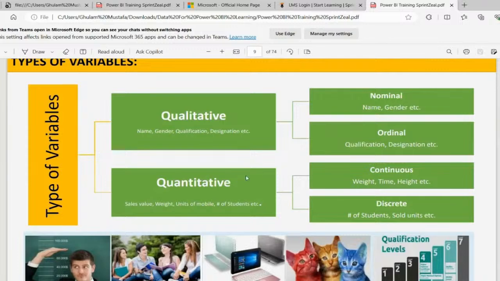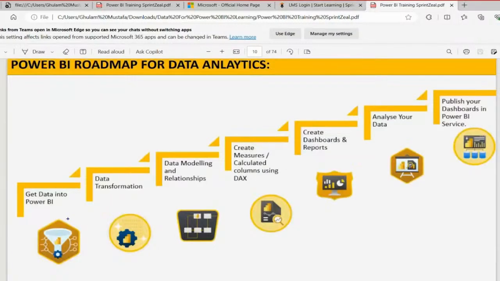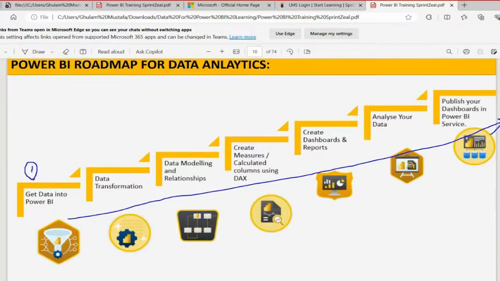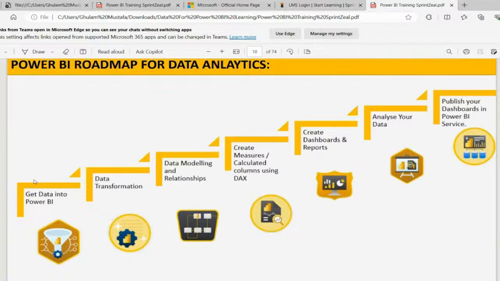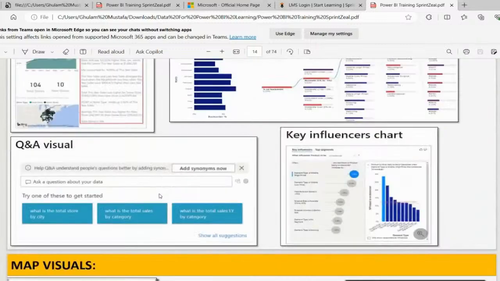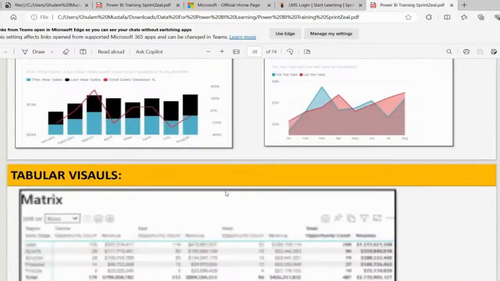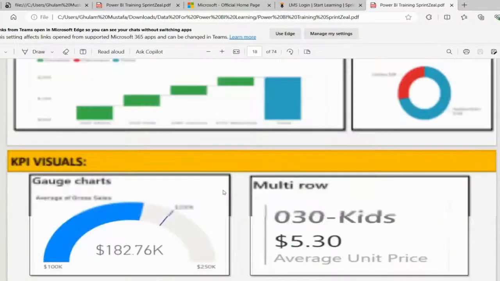Now, this is the Power BI roadmap. In any kind of analytical journey, let's say if you want to learn Power BI, this will be your journey. In the first step, we get data into Power BI. That's it. We can get data into Power BI from almost infinite resources. And I believe I have a slide for it. Just give me a second. I just skipped that slide over there.